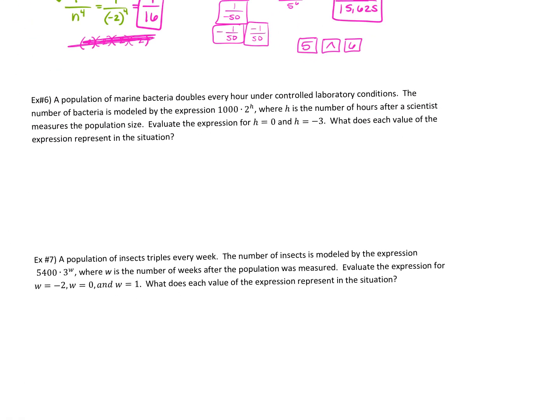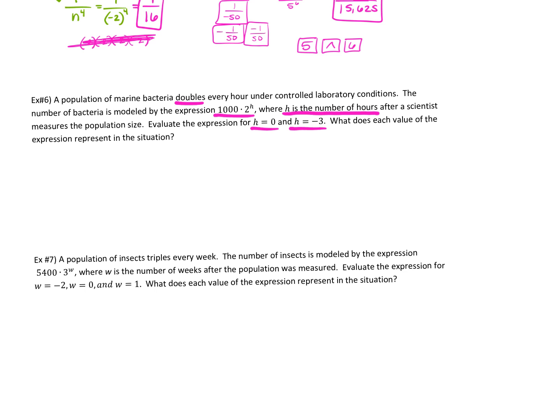Okay, these last two are word problems, and really pretty much you just plug things into your calculator. It's more about understanding what's going on, okay? So example 6 here, it says a population of marine bacteria doubles every hour under controlled laboratory conditions. The number of bacteria is modeled by this expression, where H is the number of hours after a scientist measures the population size. Evaluate the expression if H is 0 and H is -3. What does that represent? Okay, now before we even solve the problem, you should be able to tell me what H equals 0 and H equals -3 represent.